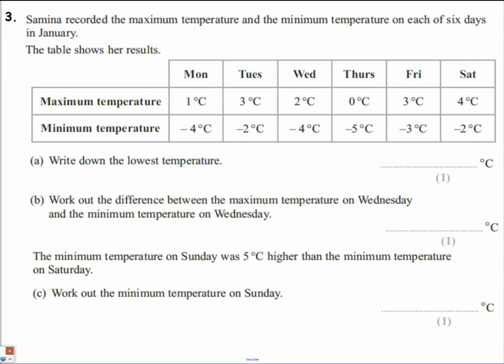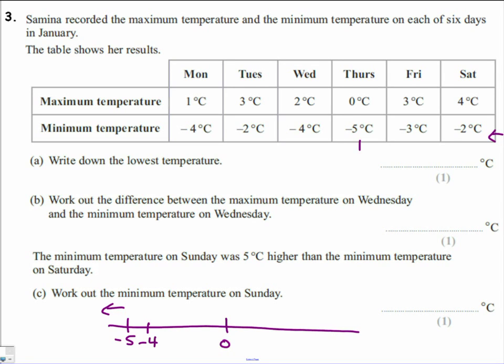So this question really is, do you understand the number line and negative numbers? So if we have our number line here with 0, and we look at the temperatures, the lowest temperatures, which are here, this is testing that you understand that -5 is actually lower, because it's further to the left, of -4. So the lowest number I can see here is -5. So our lowest temperature for 1 mark is -5 degrees C.